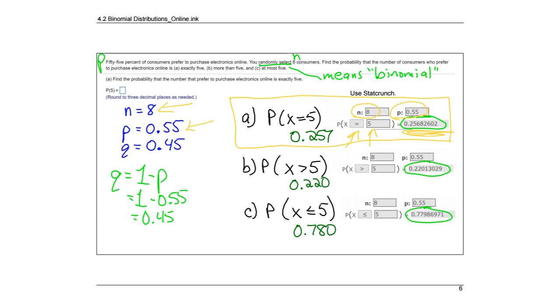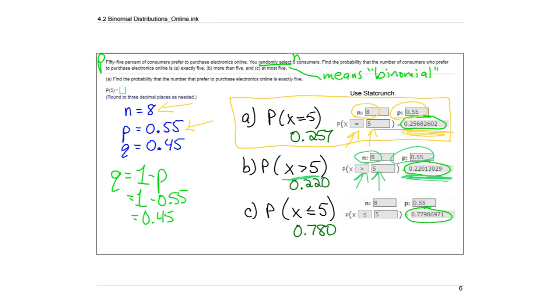Okay, on the next one, we want the probability that it is more than 5. So more than 5 is greater than 5, not greater than or equal to, greater than 5. So again, you're still in that window, right? Calculator binomial. You have your N equals 8, P equals 0.55, put a greater than sign here and a 5 here, and the probability would be 0.220 that greater than 5 people prefer.